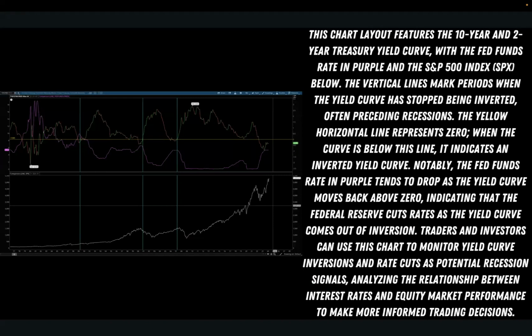So when the yield curve is below zero, that means it is inverted. Typically, this is when you start to see a recession. When the yield curve inverts, historically, you have ended up seeing a recession. Now, specifically at the time of this recording, we're basically halfway through 2024, and a lot of people are worried about a potential recession because of the yield curve.